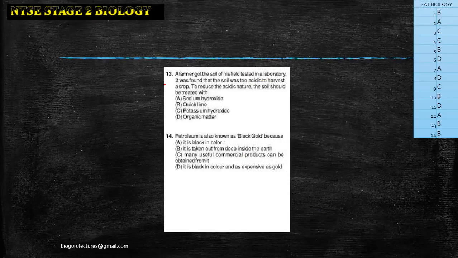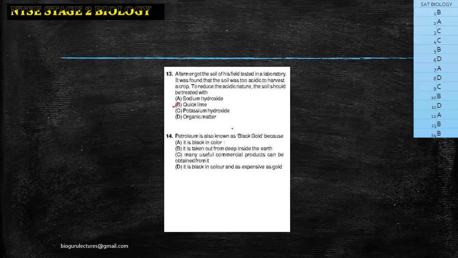Let's continue with the last slide. A farmer got the soil of his field tested in a laboratory. It was found that the soil was too acidic to harvest a crop. To reduce the acidic nature, the soil should be treated with. So we have to treat with quicklime, whereas the other substances will increase the acidity of the soil.